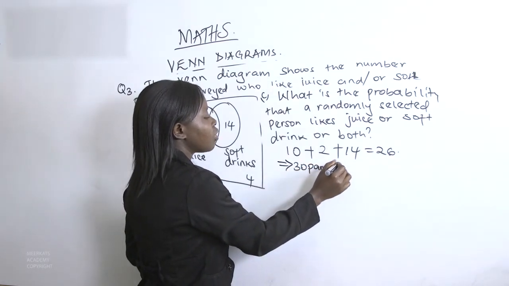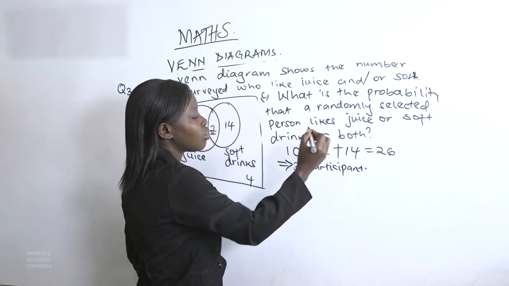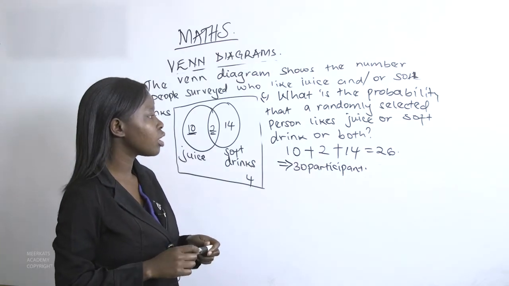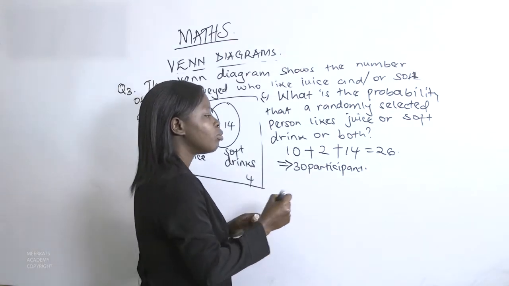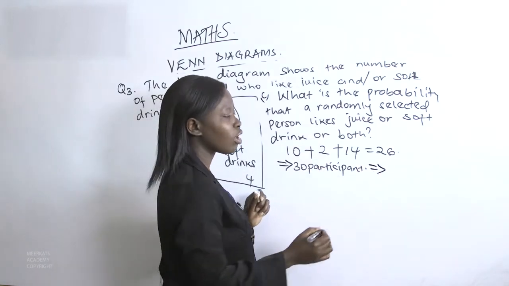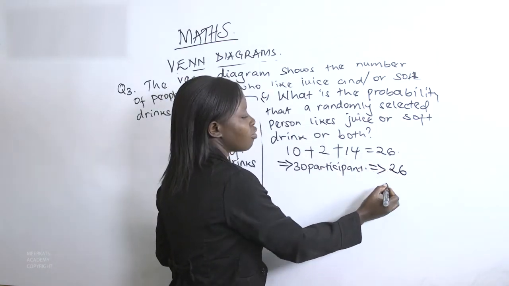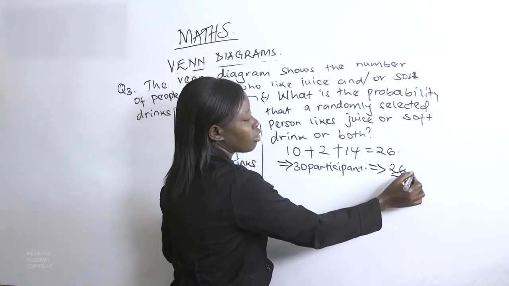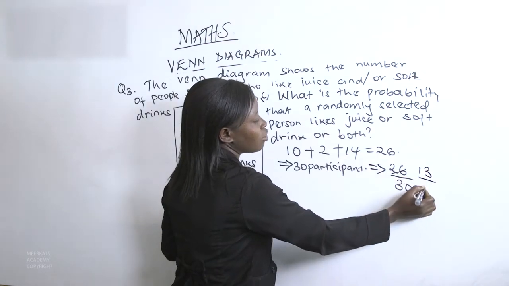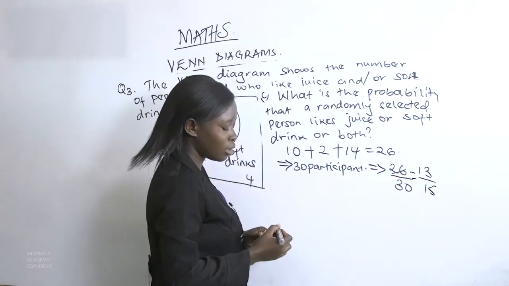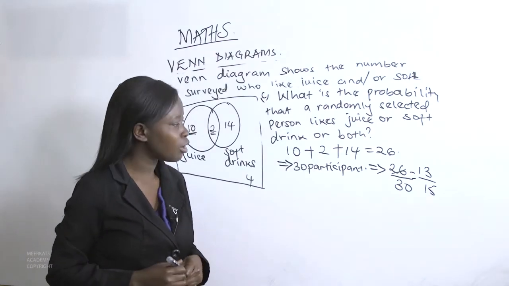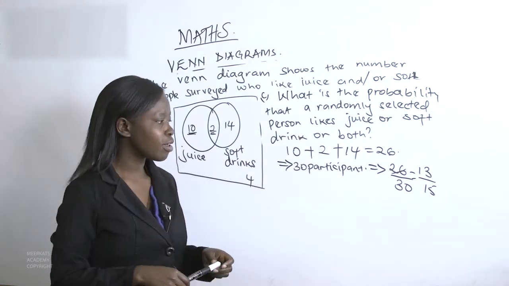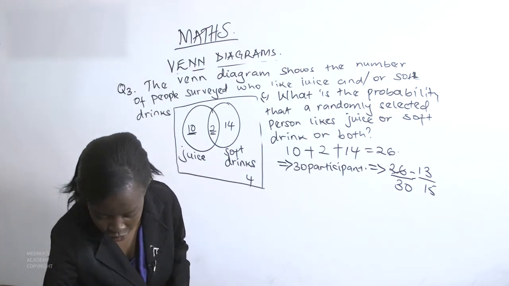So it means that the probability that the person selected at random will like either juice, soft drink, or both of them will be obtained by the favorable outcomes. In this case, we have 26 over the total number of outcomes, which is 30. So 2 into 26, that is 13. 2 into 30, we have 15. So the probability that a person selected at random will like juice or soft drink or both is 13 out of 15.